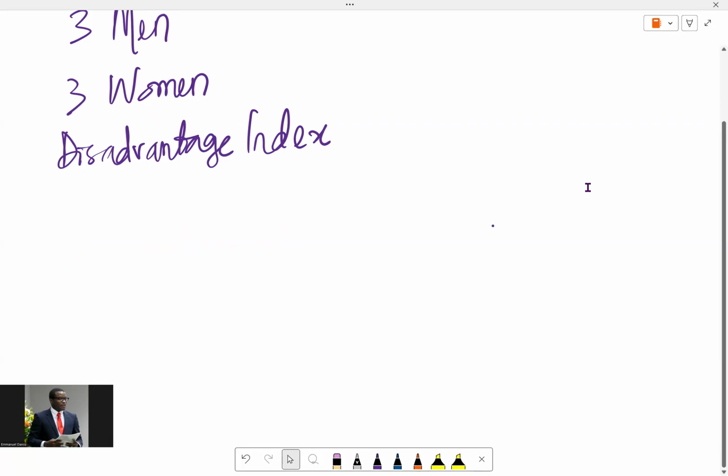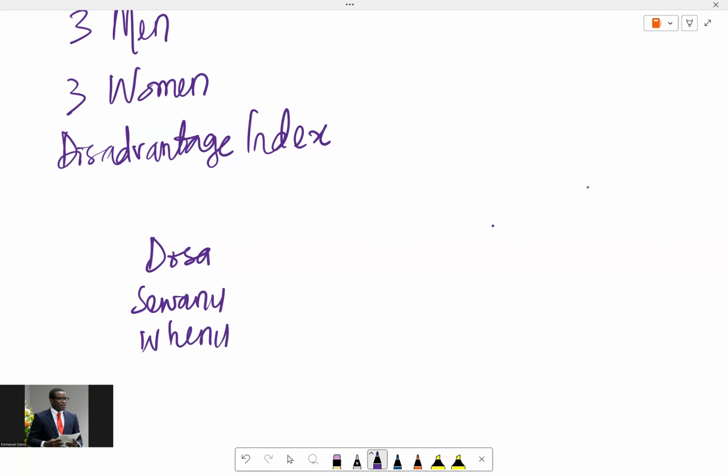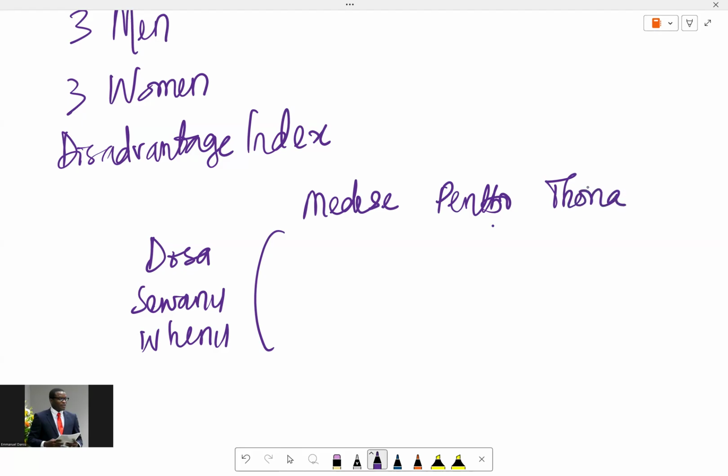The three men are Dosa, Sewanu, and Huenu, whereas the three women are Medese, Bendo, and Dona. For the disadvantage indices: between Dosa and Medese, it's minus 25. Between Dosa and Bendo, it's minus 27. Between Dosa and Dona, it's minus 22.